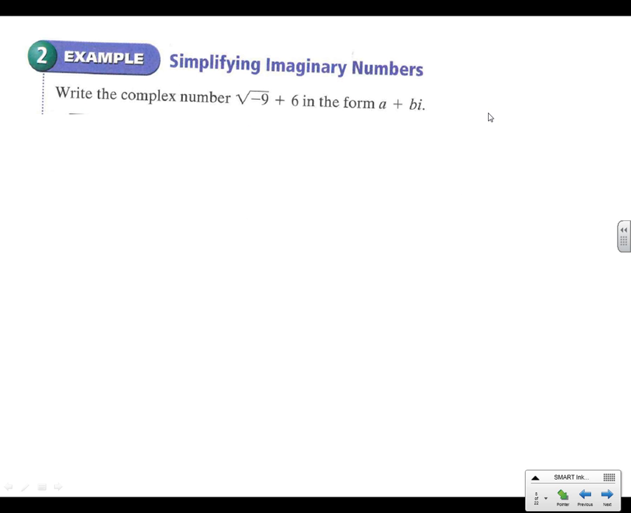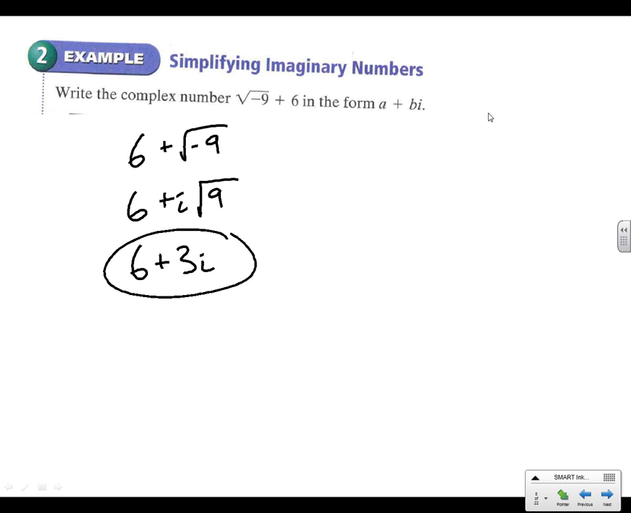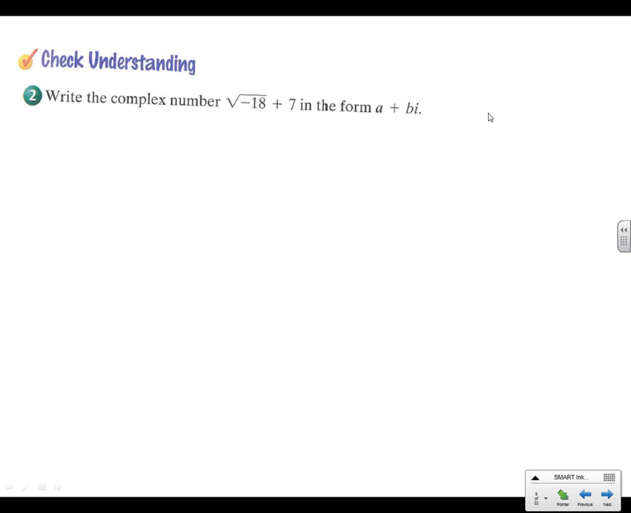We've got the square root of negative 9 plus 6, and we want real number first, then bi. So I'm going to change the order right away so we can get it in the proper order. And now we have to clean it up from here. So I see that I have a square root of a negative, so I'm going to take the i out front and make it positive 9. And then, can I take the square root of 9? Absolutely. I'll get 3i. And that's my simplified complex form, 6 plus 3i. Your turn. Root negative 18 plus 7. Rewrite it in the form a plus bi.